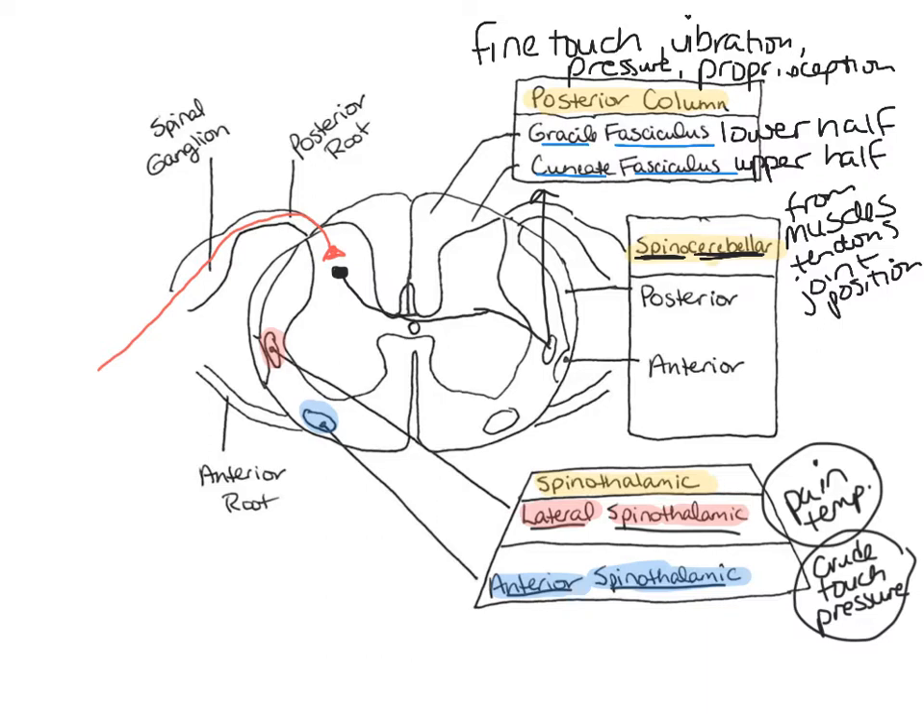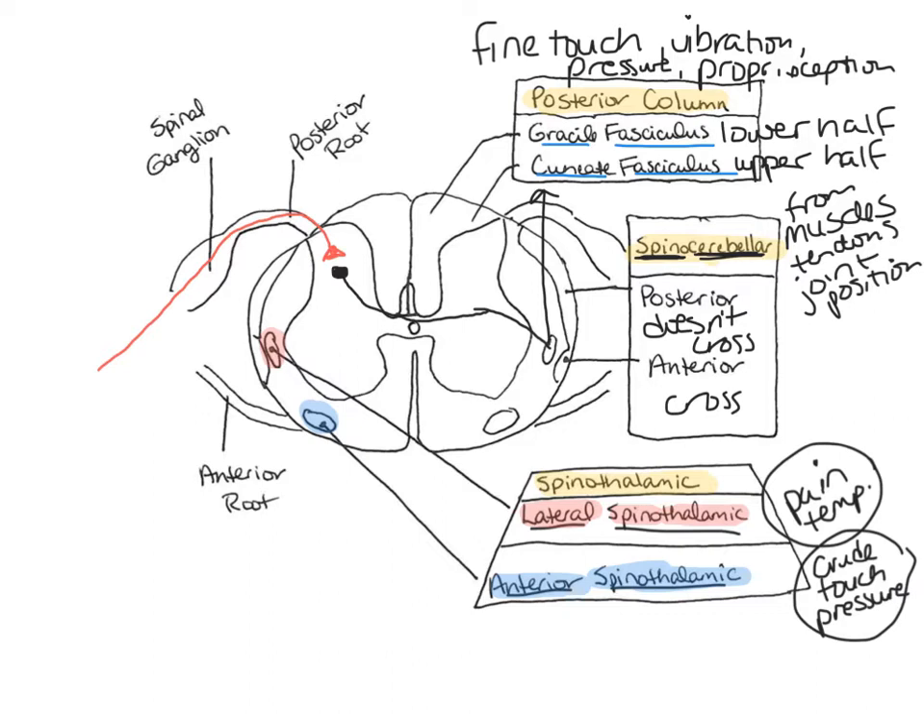There's two different tracks in the spinocerebellar sensory pathway. There's a posterior and an anterior. The big difference here is that posterior doesn't cross over the spinal cord, and anterior does cross. Okay, so these are the descriptions of what they do.